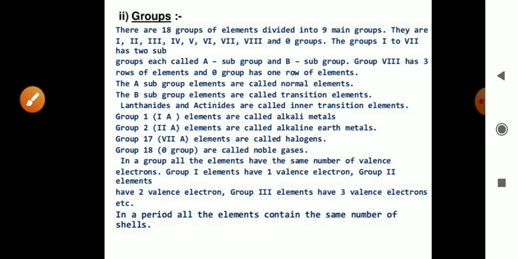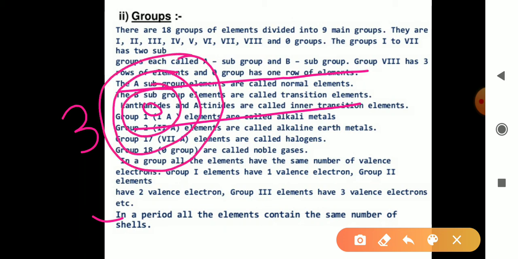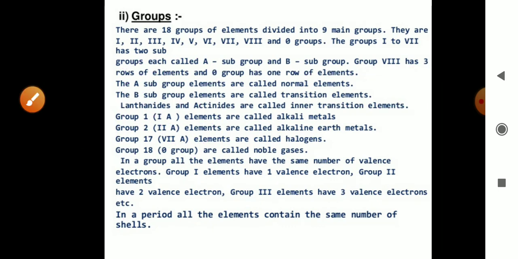Then in a period, all the elements contain the same number of shells. This point also we studied. A period is horizontal, so all elements have the same number of shells. For example, if we consider the third period, then there is a nucleus, and around the nucleus there are 3 shells, and this is the same for all elements present in the same period, that is the third period. If we consider the fourth, the number of shells is 4. So this is about the groups in the modern periodic table.